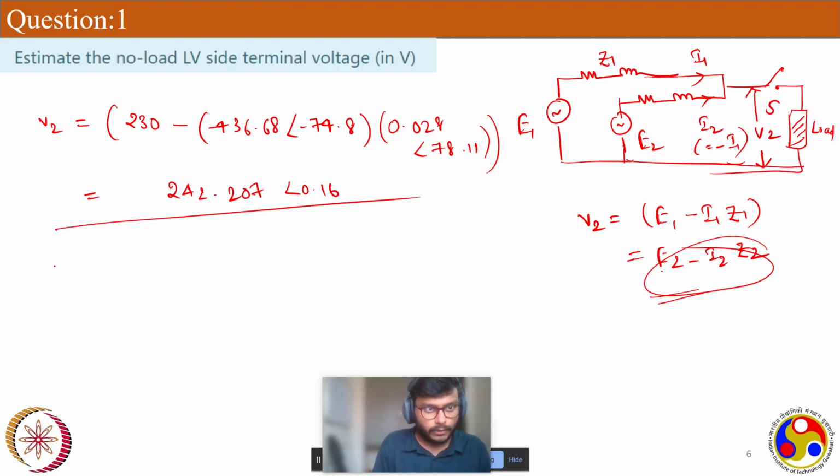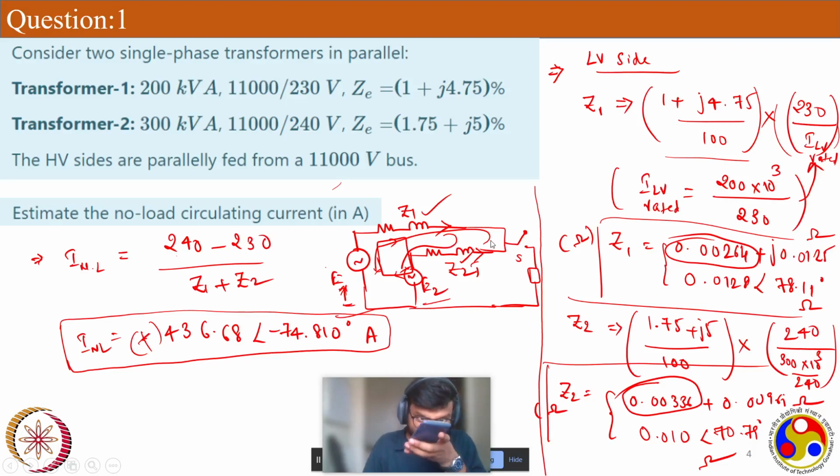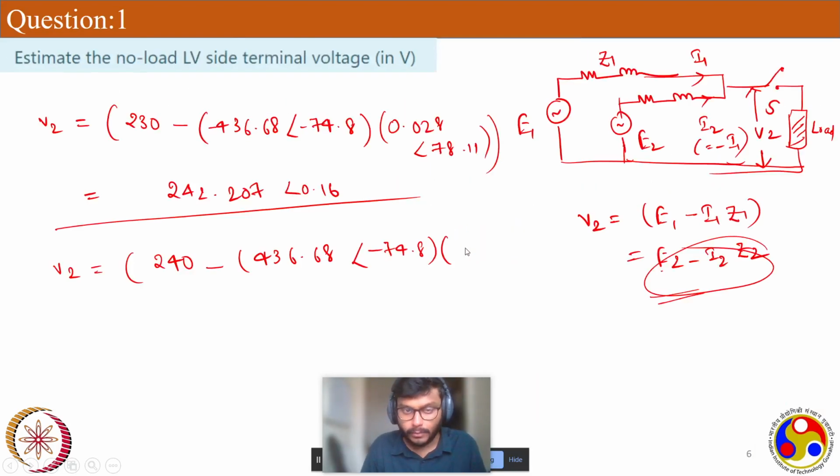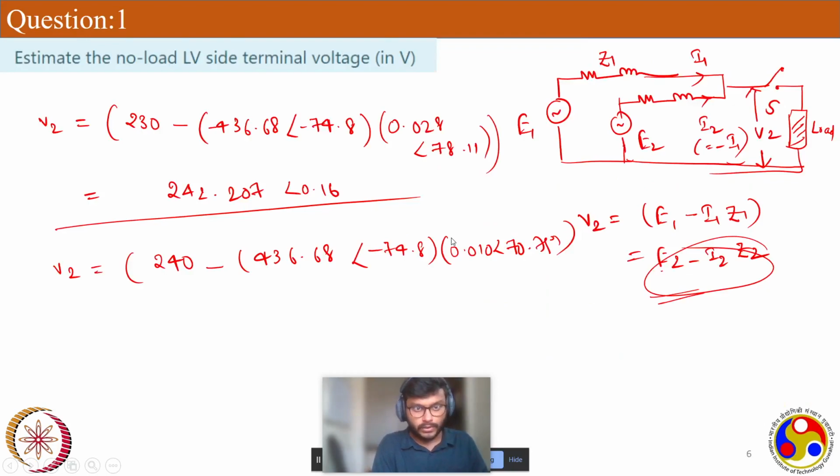And you people also tally it from the other side, that is 240. Okay, 240 minus 436.68 minus 74.8 multiplied by Z2. How much is Z2? 0.010 angle 70.79. Let me also do this.